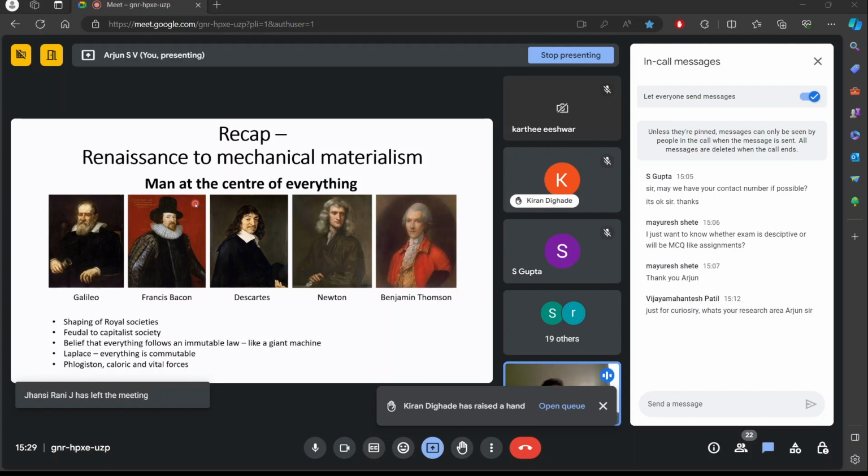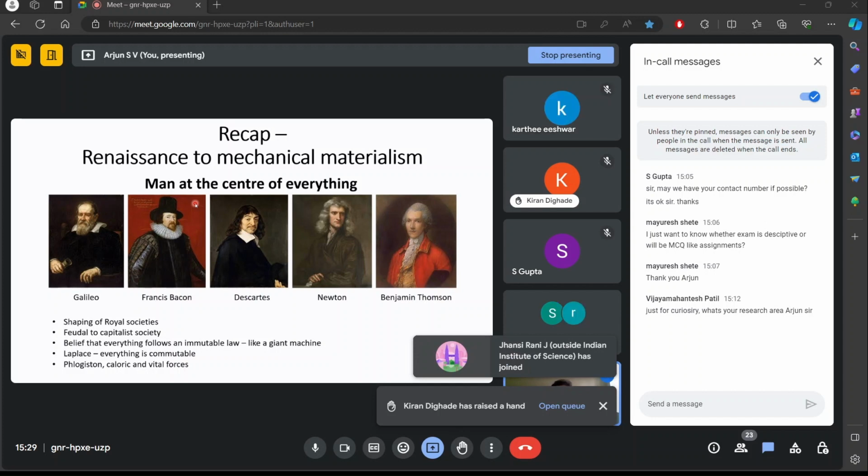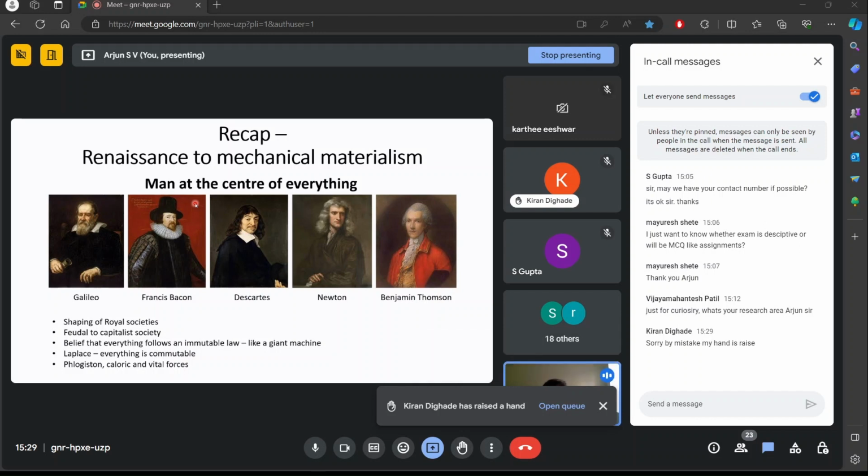And this was actually challenged by Benjamin Thompson, who examined phlogiston, caloric and vital forces. Phlogiston was the force that produces fire. Caloric was the force that flows from a hot body to a cold body, and vital force is the force that is in life. Benjamin Thompson found out that there is no such thing as caloric. It's just energy being converted from one form to another.